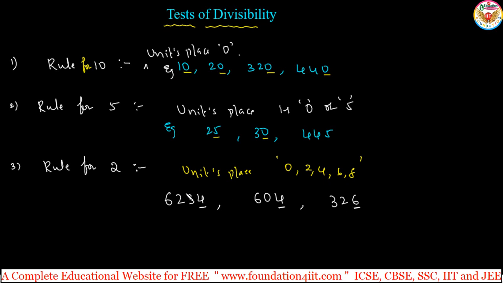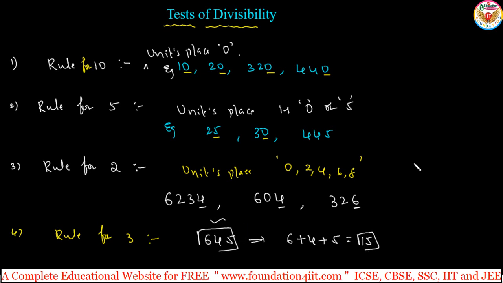Right? And the rule for 3 and 9. First let me show the rule for 3. Divisibility rule for 3: if the sum of the digits is divisible by 3, that number is divisible by 3. Let's take 645. In this, 6 plus 4 plus 5 is 15. Since 15 is divisible by 3, 645 is also divisible by 3.